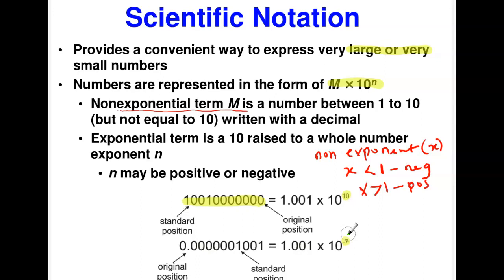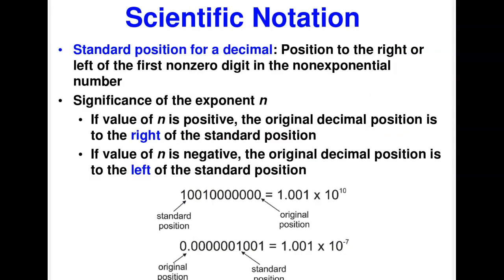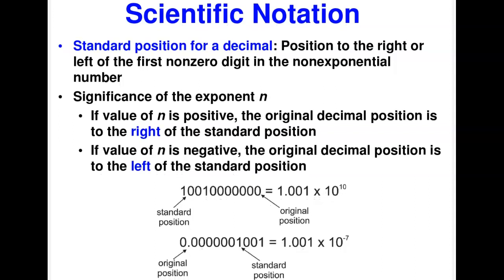But what does it even mean? We're going to understand what it means by a standard position of these exponents. What does that mean in the actual sense? The standard position simply means a position to the right or to the left of the first non-zero digit. That is exactly what this simply means. It's the position to the right or to the left of a non-zero digit.